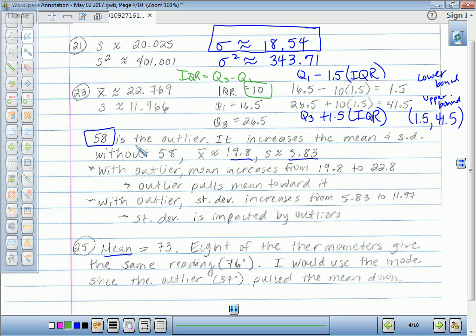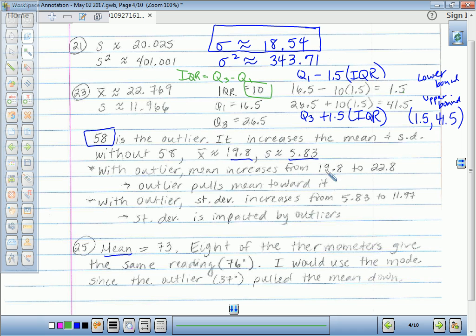And if we eliminate 58, look what happens to the mean. It goes from 22.769 to 19.8. And the standard deviation is hugely affected. It went from 11.96 to 5.83.